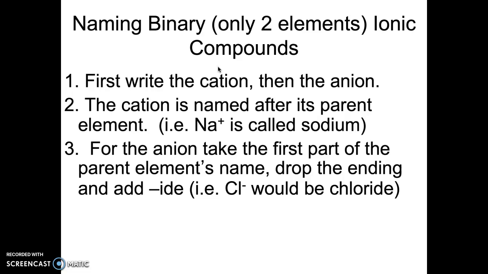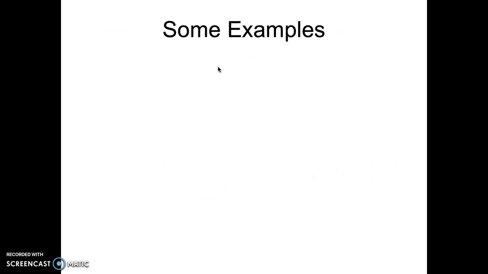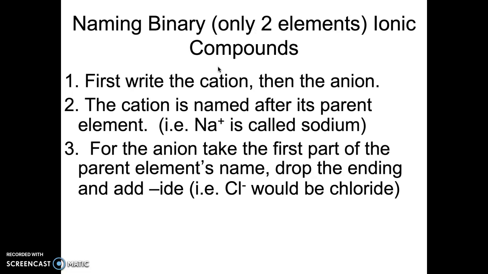And for the anion, we take the first part of the parent element's name, drop the ending, and add IDE. So chlorine, which has a -1 charge, would be chloride. Okay, so it's similar a little bit to what we did with covalent, but we don't worry anything about prefixes. There's no mono, di, tri, none of that. It's just the element for the first part. Second part is just going to be the element, and we take off the ending and put the IDE. Okay, so this one's a little bit easier.